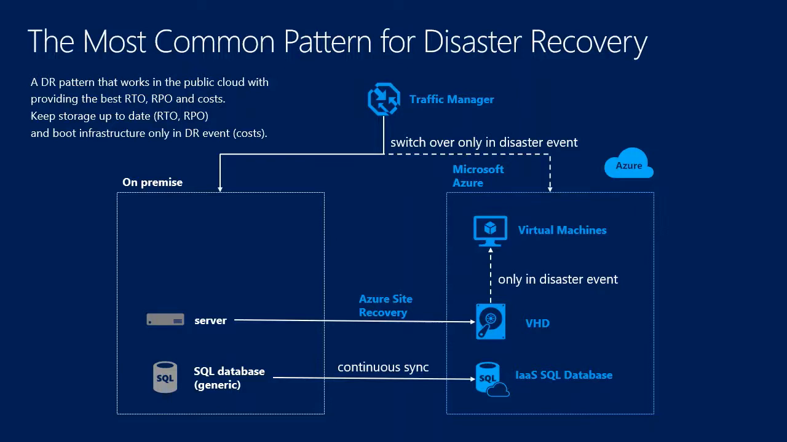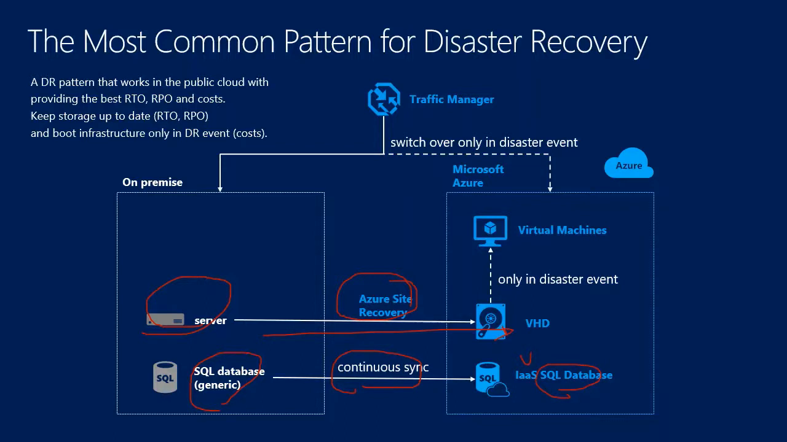So you may have a server or servers on premise. You use Azure Site Recovery to replicate the virtual machine to a virtual hard drive, which is a type of storage in Azure. And then you have the SQL Server. If you're running SQL Server, as you know, it has built-in site recovery capabilities using the HA, or high availability, capabilities within SQL Server to synchronize with another SQL database running on a virtual machine.